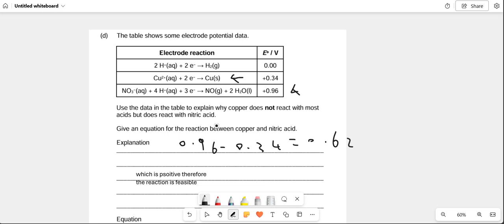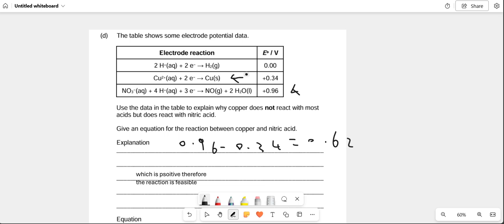for the other one, why it doesn't react with the other acid, like HCl, wherever this H plus has come from, it is obviously the copper that's reacting here. So the copper is obviously going to be oxidized. It's not going to be reduced here. It's going to be oxidized. It's going to give away one of.